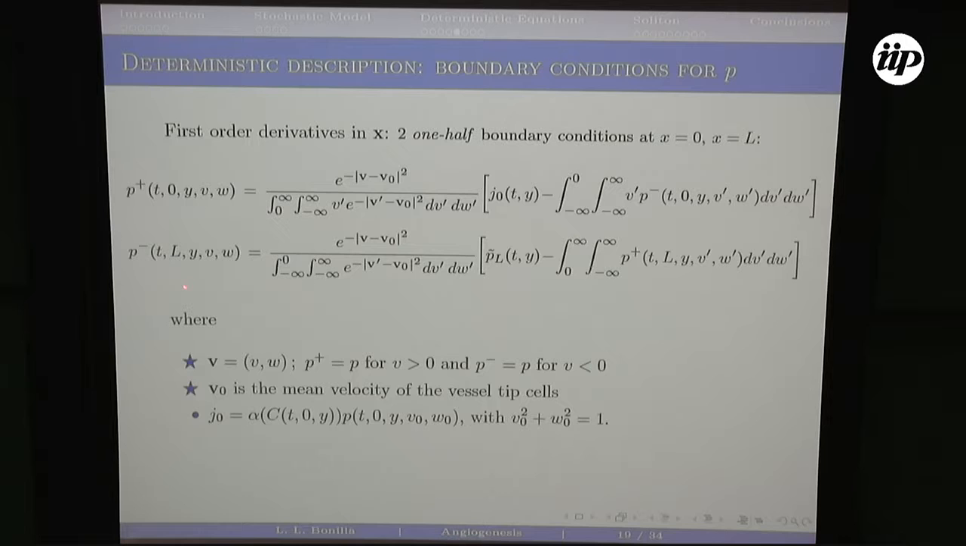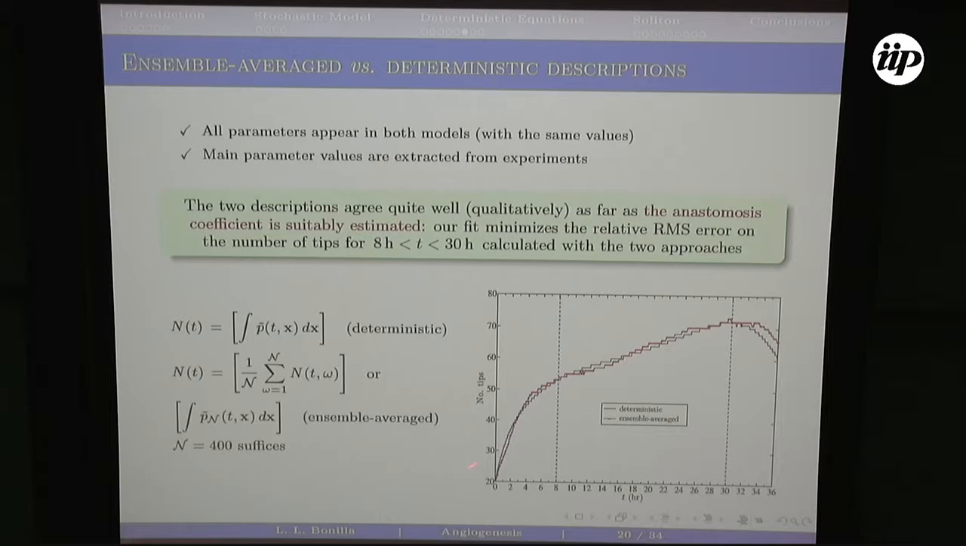And here we don't count tips after they arrive. So if you integrate this, you get that the density is equal to that. Okay, so these are typical things in kinetic theory. This view graph shows how to fit the parameter by counting the total number of tips and asking them to be the same in the deterministic and the ensemble average.